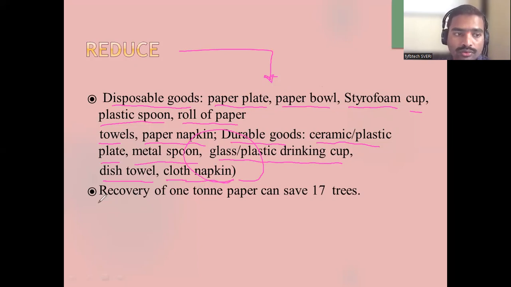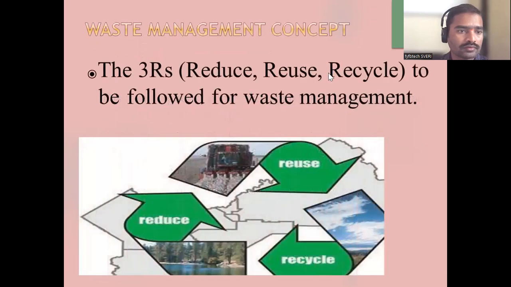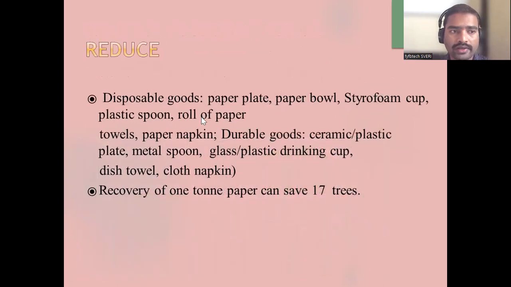After reducing, you have to do recovery. See how it is recovered. Recovery of 1 ton of paper can save 17 trees. So first one is reduce.